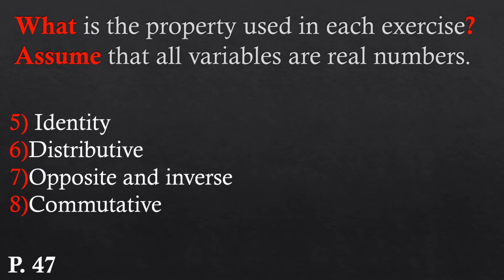Here we have: what is the property used in each exercise? Assume that all variables are real numbers. So I just write in the answers, okay? But if you don't understand or if you have any question, you can ask me if we have a live lesson, okay? Number 5 is identity, number 6 distributive, number 7 opposite and inverse, and number 8 commutative.